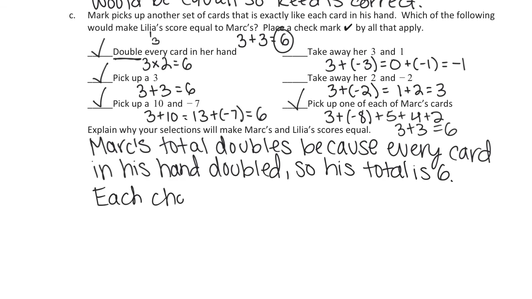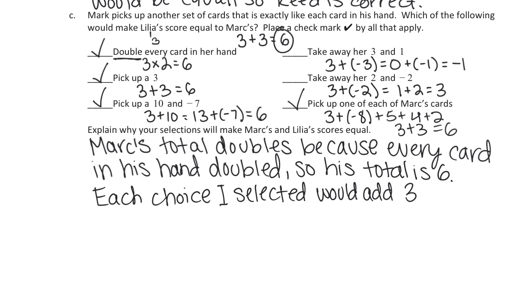Each choice I selected, which we selected by check marking it on the lines, would add 3 to Lilia's total to make it 6. All right, and that concludes our End-Module 2 study guide.